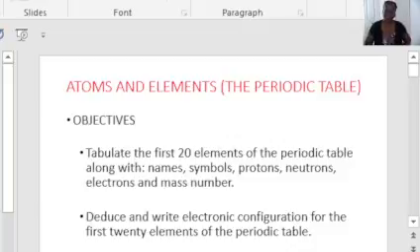Now, the objectives I have here, and there will be two. I'll be splitting this lesson into two. So at first we're going to talk about identifying the first 20 elements along with their names, their symbols, protons, neutrons, electrons, and mass numbers. And when we finish that, we will speak to writing electronic configuration for these same first 20 elements. So we will know that based on viewing different diagrams, and I'm going to show you a diagram that I have here, the periodic table.